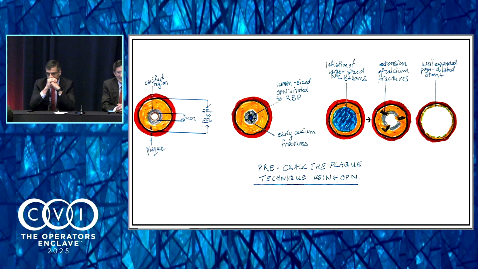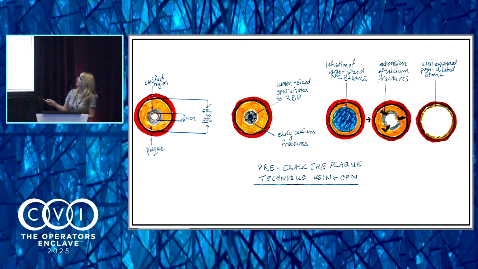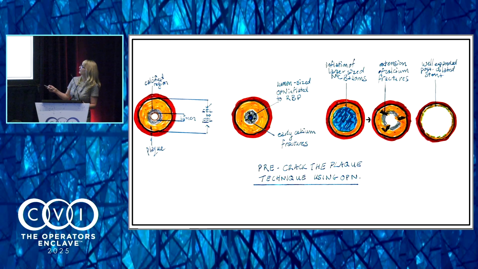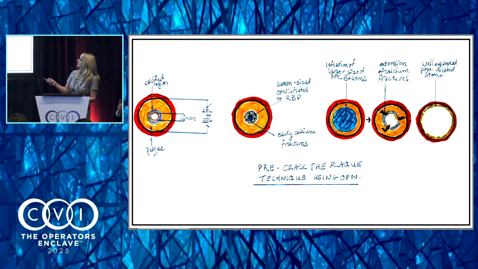So basically, again, you have this inner lumen size, which is what you're roughly going to measure in terms of the size of your OPN. You have this inner ring of calcified plaque, then your larger burden of atherosclerotic plaque in the vessel, and then the dark line representing your EEL. So getting in with your smaller OPN to high pressure, providing some initial fractures to that ring, then expanding with larger NCs, expanding those cracks further, and ultimately getting a good stent result. That's the rough concept.